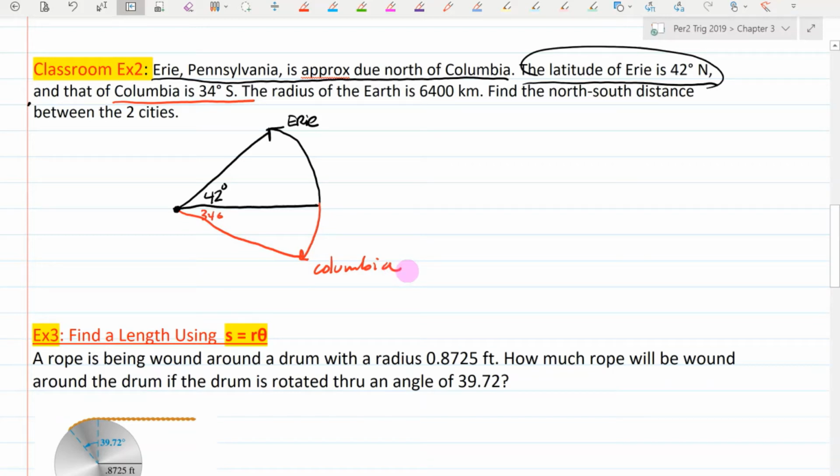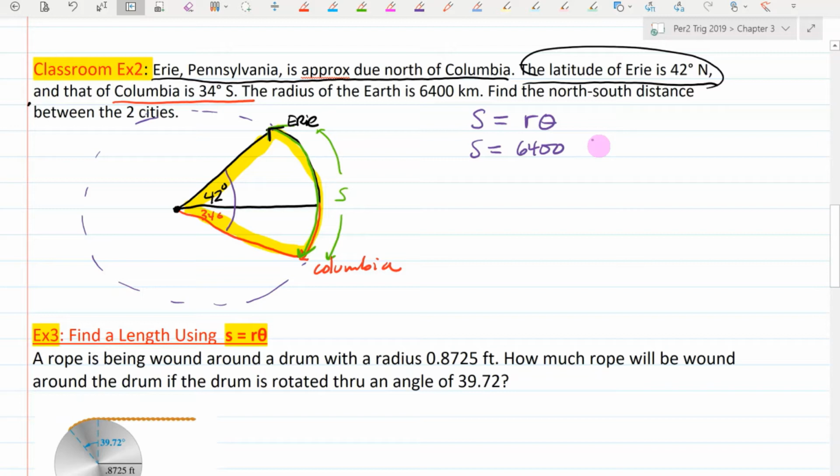So now they want us to find the north-south distance between the two cities. So we're going to find this entire arc length. In order to find that entire arc length, we need to use this sector or this portion of the circle. Remember, this is the Earth. And in order to do that, we need to use that angle. So S is equal to r theta, the radius of the Earth, 6,400 kilometers.